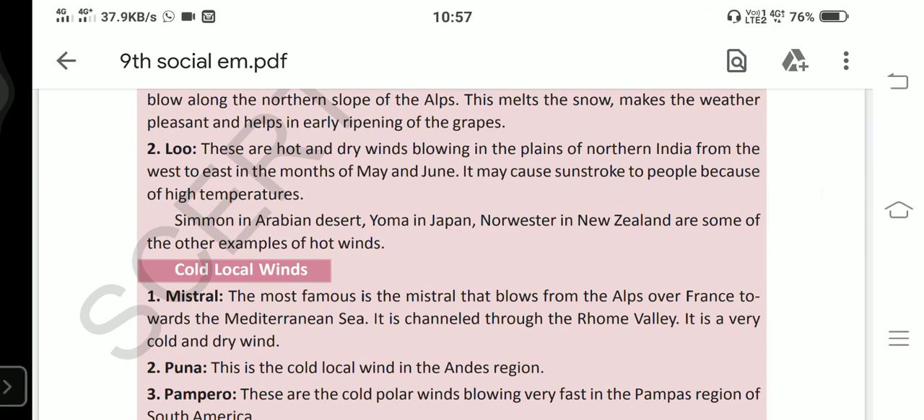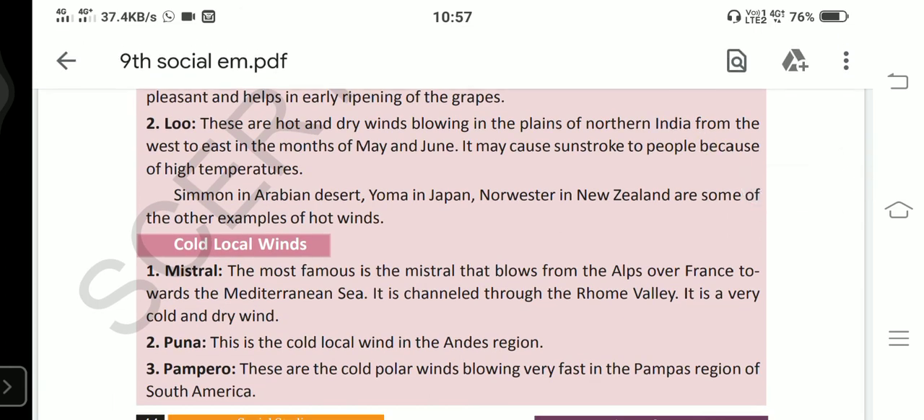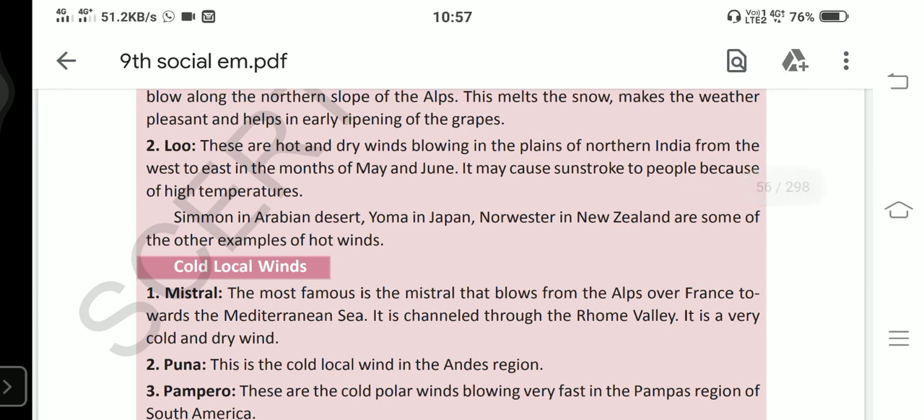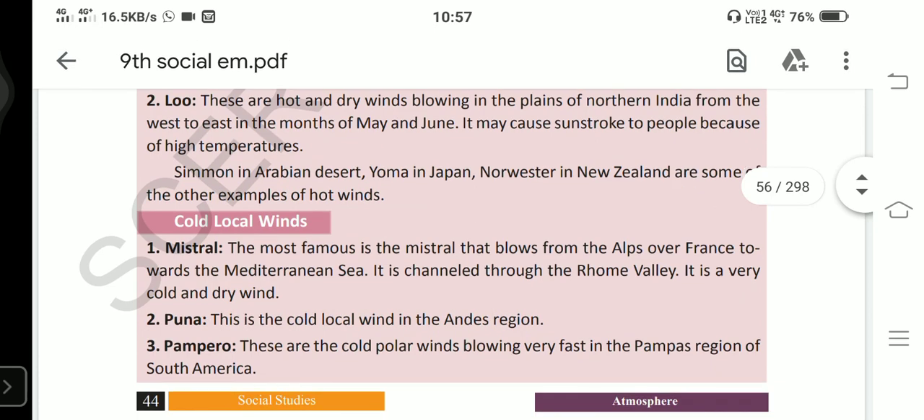Mistral is a cold wind. Understand? This blows from the Alps over France towards the Mediterranean Sea. From France through the Alps, it blows towards the Mediterranean Sea. That is Mistral, a cold wind. It is channeled and blows through the Rhone Valley. Understand? And this is a very cold and dry wind.